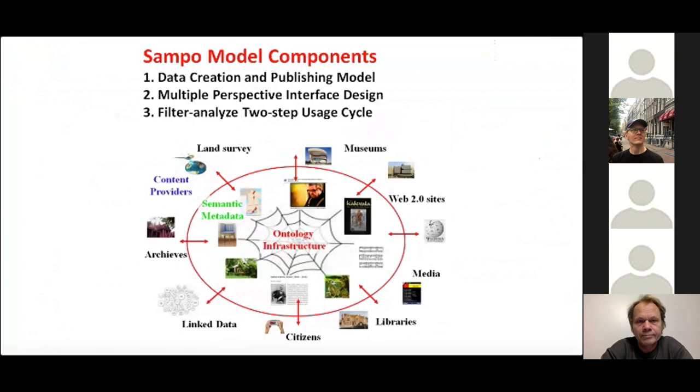The Sampo model includes a collaborative business model for collaborative data publishing in a shared linked data service, the idea of accessing the data from multiple perspectives, the idea of integrating the service seamlessly with data analytic tools for research, and finally, a model for addressing research questions in two steps, where faceted search is first used for filtering out data of interest, and data analysis and visualizations are then applied to it.